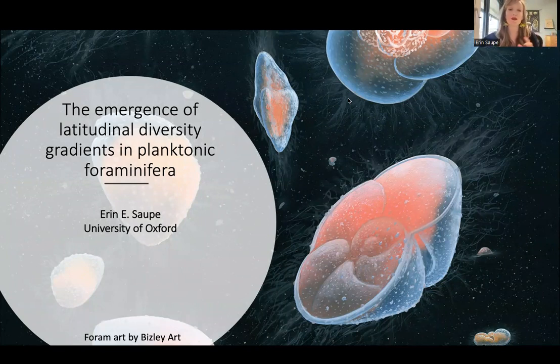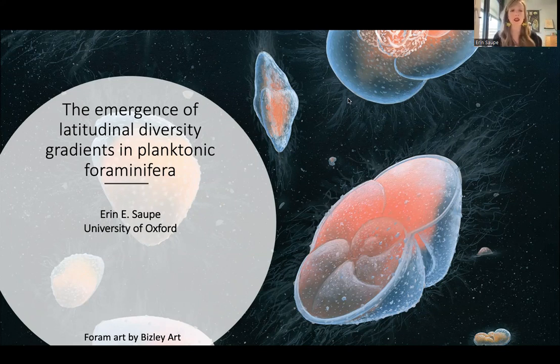And I have to say off the bat that I know a lot about planktonic foraminifera now, but I'm certainly no expert, and I dabble in lots of different groups. I would say that most of my expertise is in mollusks, but I've had the pleasure of working with planktonic foraminifera with Isabel and also with folks like Tracy Hayes. And the talk today centers on the emergence of the latitudinal diversity gradient in planktonic foraminifera.